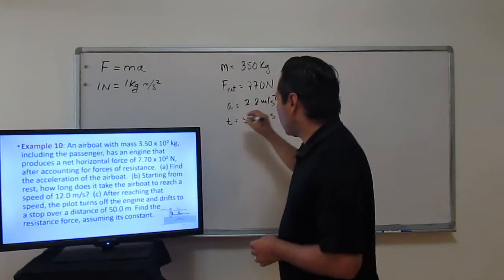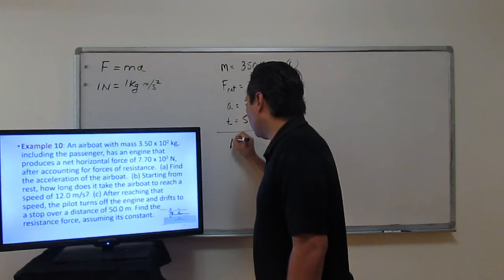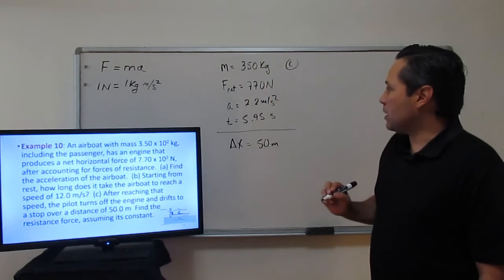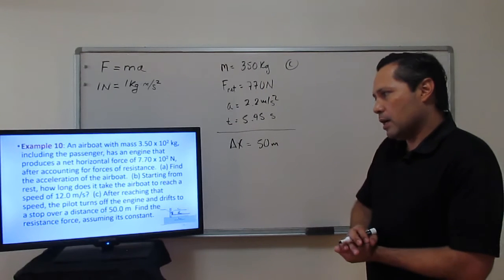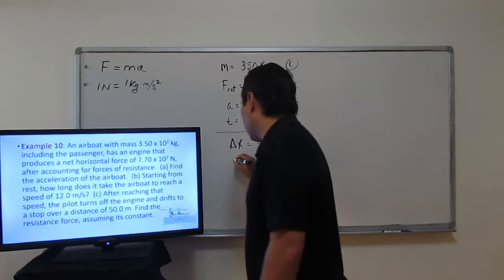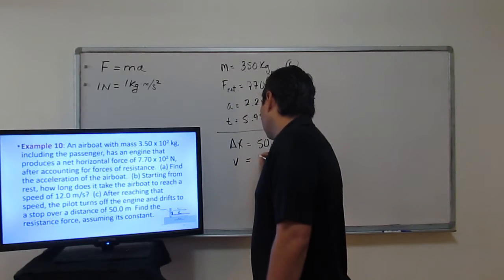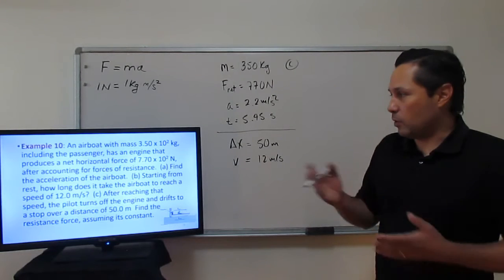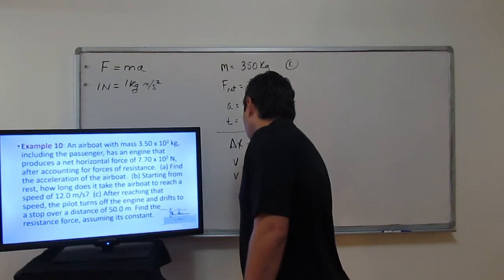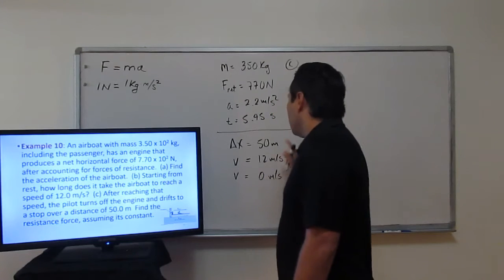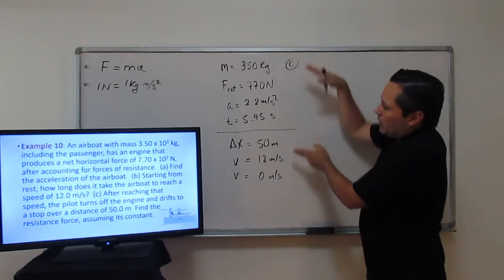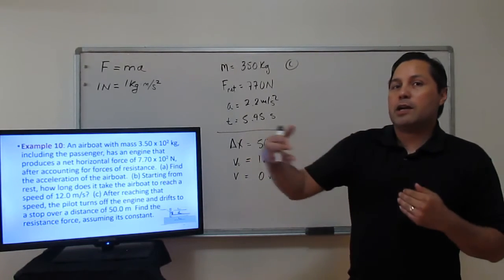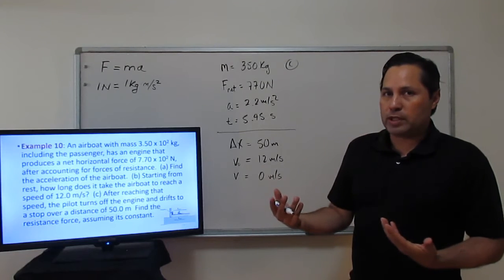It travels a distance of 50 meters. And the velocity that it's traveling at was 12 meters per second. Now, the velocity that it's going to end at, they want it to come to a full stop, is going to be 0 meters per second. That's the first part of the problem. This is the second part, so we're going to label that as V0 because you started at 12 meters per second, and now it's going to come to a full stop.